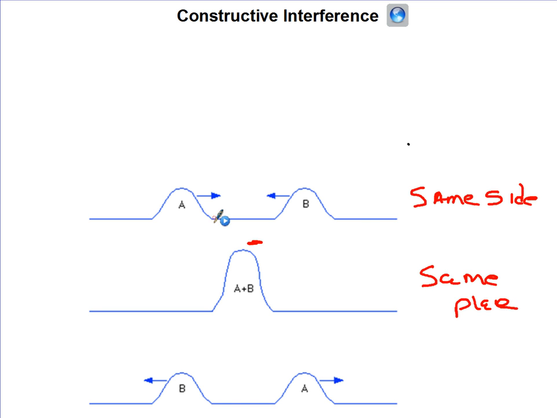So wave A is going to the right. When it's in the same place at the same time as wave B, it adds to be this very tall wave. But then wave A continues on undisturbed. Similarly, wave B, heading to the left, adds when it's with A, but as soon as it passes through, it continues on undisturbed.